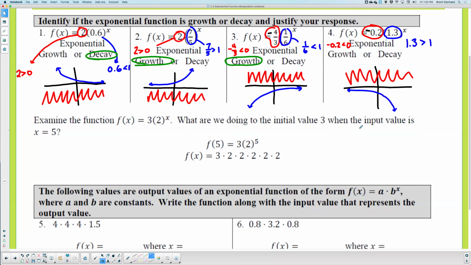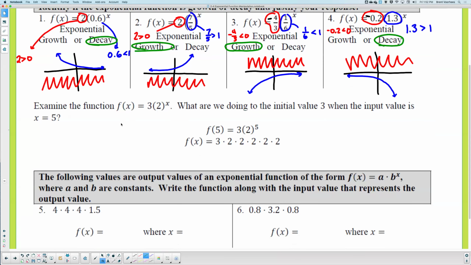When you look at that, is that graph growing or decaying? Is it increasing or decreasing? Decreasing. Therefore, it is decay. Okay, so that's basically the first learning thing you need to know from lesson 2-3. The second would be just how the equations work.